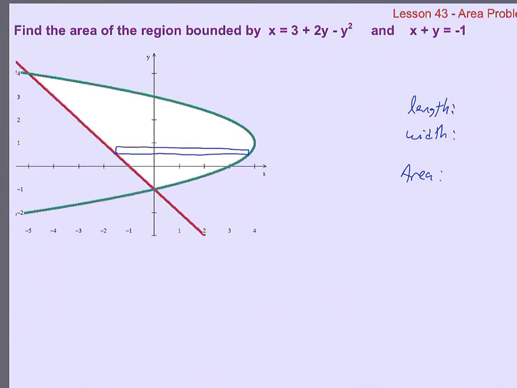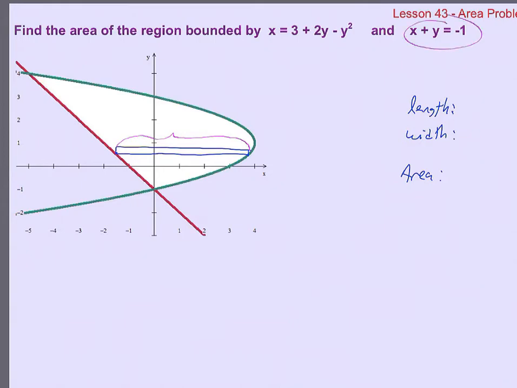So the length of that, from here to here, it doesn't matter which one you call the length and which one you call the width. I'll call that one the length, is the distance between the blue curve and the red curve. Now, the problem is that distance is a difference of x values, not of y values, because it's horizontal, not vertical. This is great. I already have my x value. X is going to be equal to 3 plus 2y minus y squared.